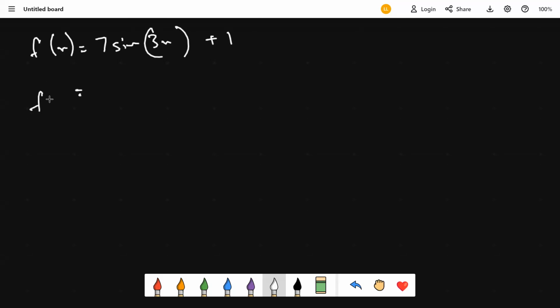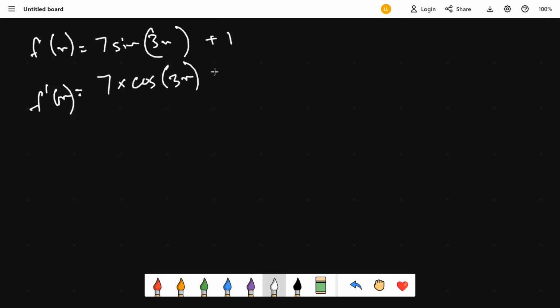Now differentiating this function f of x, we have 7 as the constant value. So 7 remains the constant there. Then differentiating the function sine gives us what? Cos.